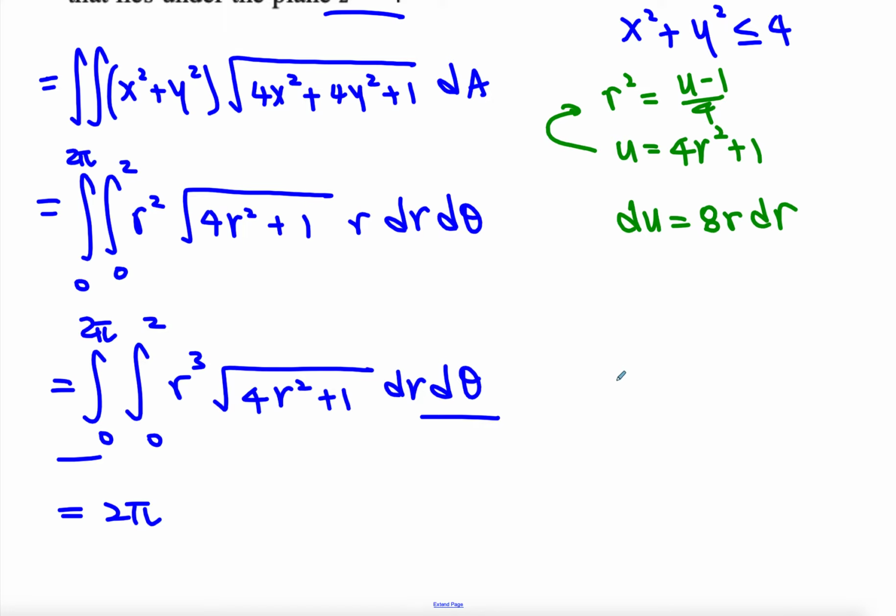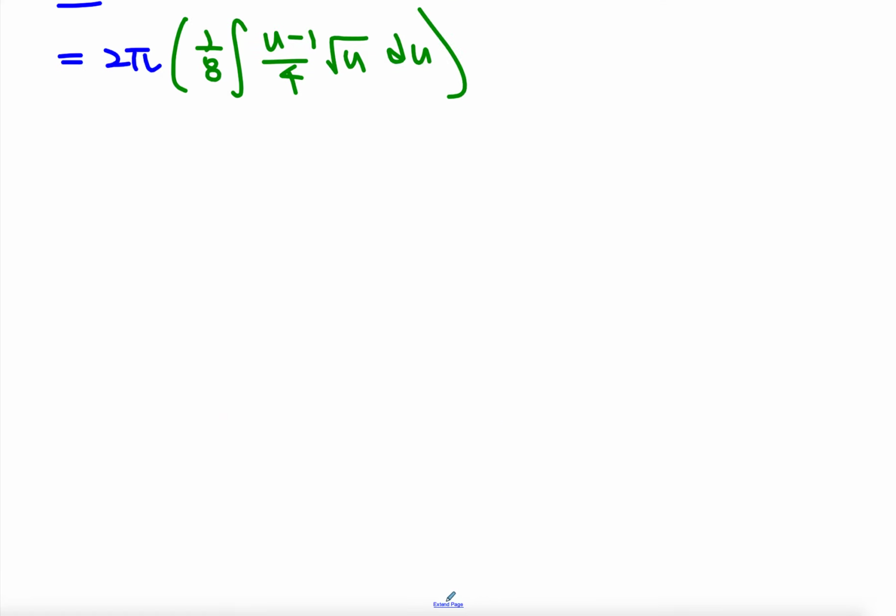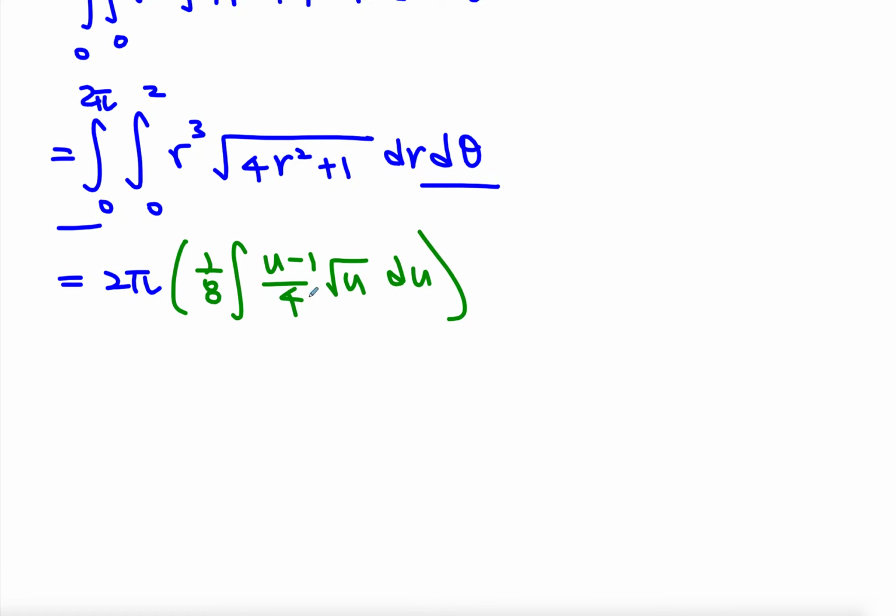So if I were to put that in place of r squared, what we end up getting is, because I didn't have 8, I'm going to have 1 over 8. And I have r squared left, which is (u minus 1) over 4, and square root of u du. That's what I'm getting. Then I'm going to bring out 1/4, and then it cancels with 2, so we get pi over 16. And then here we get u to the 3 over 2 power minus u to the 1/2 power du.